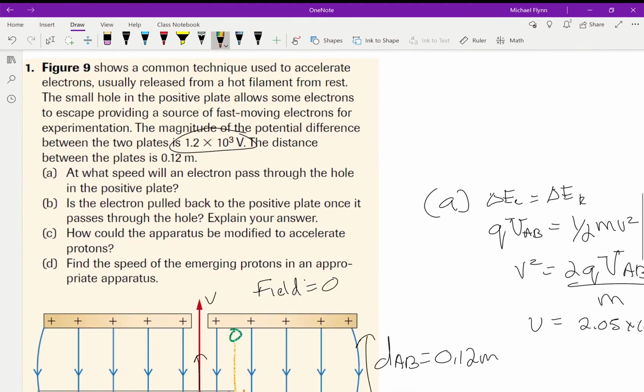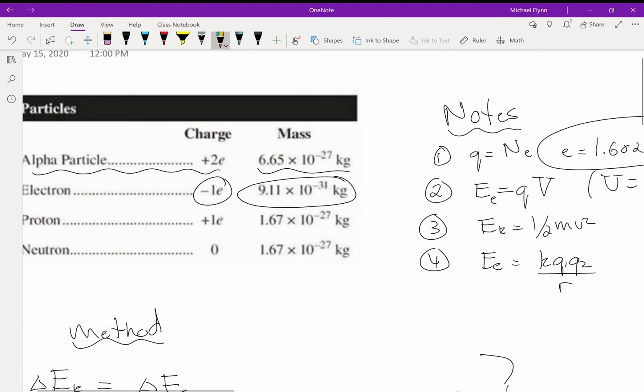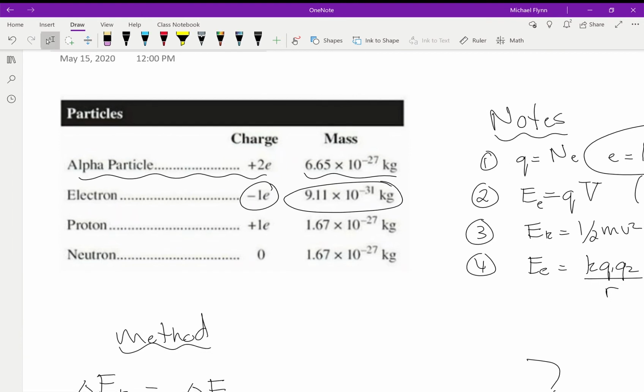Well, lucky for you, in question D, again, I have these numbers for you here. So the charge on a proton is the same as the electron. The mass of a proton is right here. So just use these numbers. That's it. So that's how you do these questions, guys.